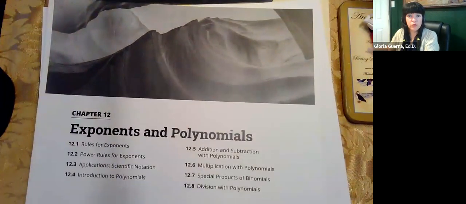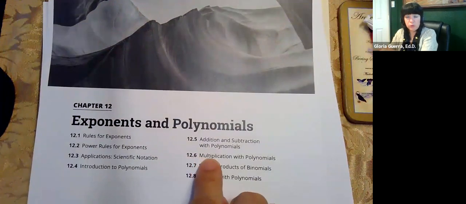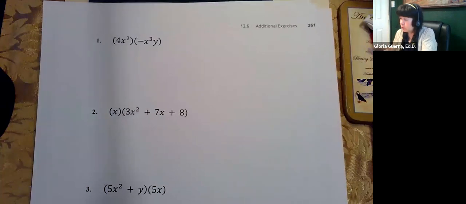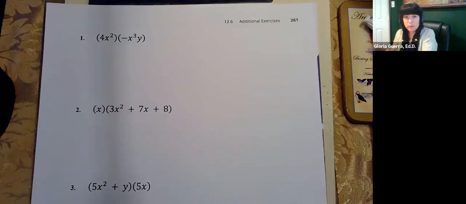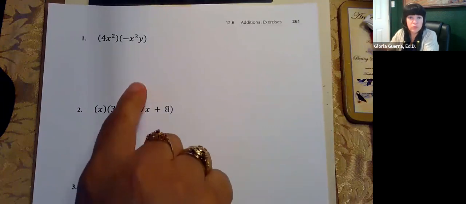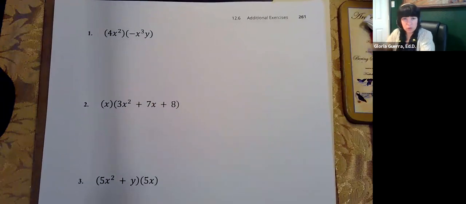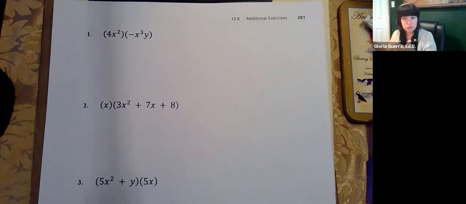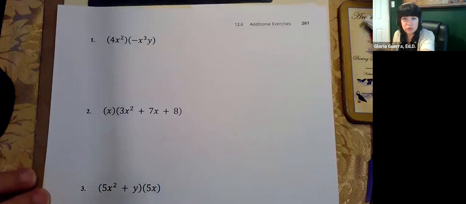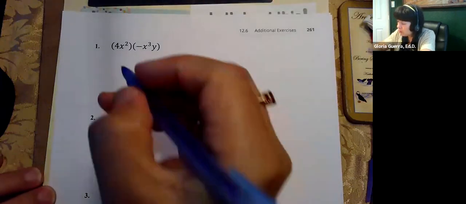Okay, so we're going to go over 12.6, Multiplication with Polynomials. And we're going to start with the workbook problems on page 261, section 12.6. So the first three problems are really a review of chapter 12, section 1, where you're using the product rule.